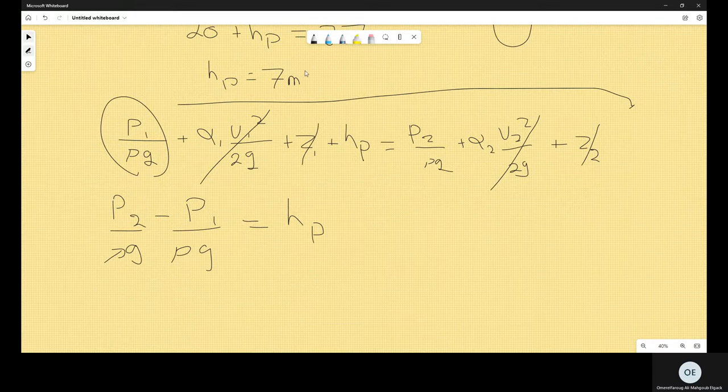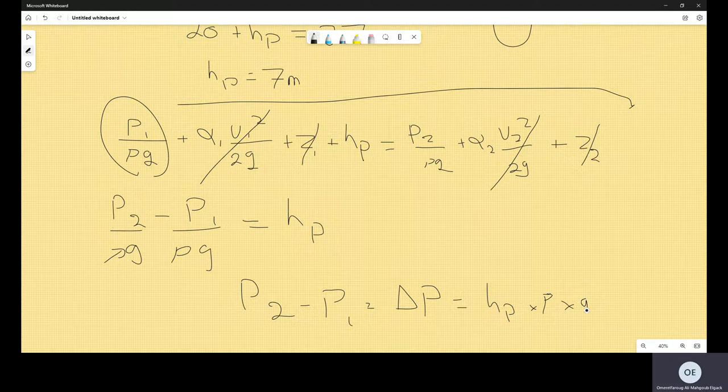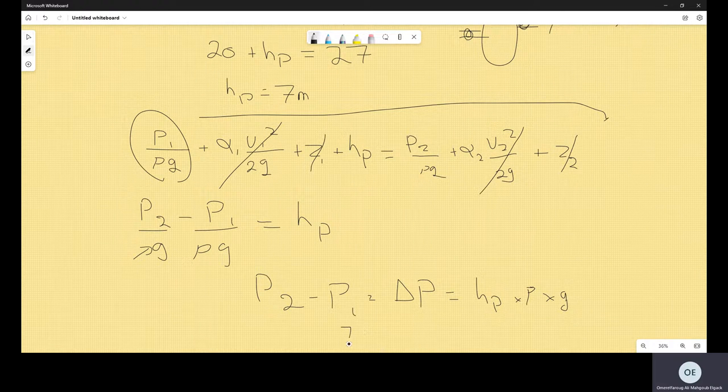Therefore, P2 minus P1, which is delta P, required in the question, is equal to the head of the pump multiplied by rho multiplied by g. So here the head of the pump is 7, times the density, 1,000 for water. Always remember the density of water is 1,000 because you won't be provided this number. Okay. Times 9.81 and you find the answer.